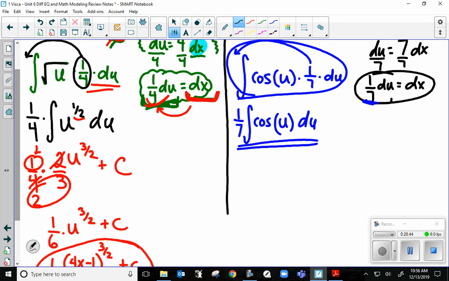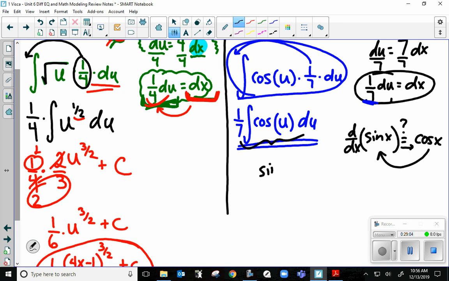So this is reverse of derivative. What do I take the derivative of that would give me cosine? The derivative of sine is cosine. So again, integration is the opposite of derivative. So instead of moving this way, we're moving back this way. So the integration of cosine of u is sine of u. Are there bounds? No, there are not. And don't forget, we still got to multiply times my 1/7.